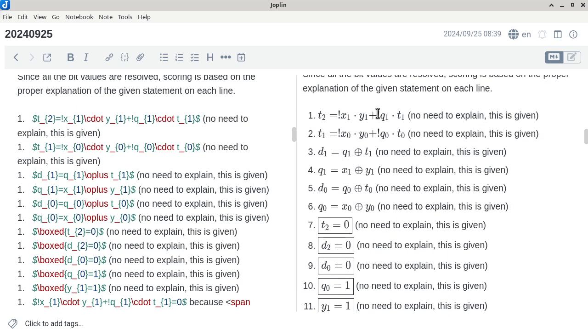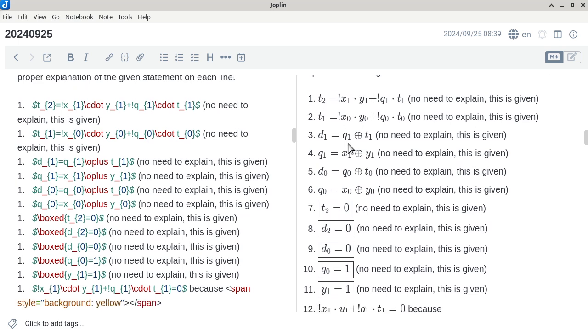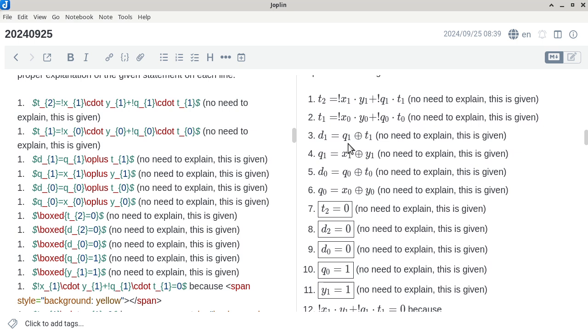Once again, you can focus on the right-hand side of the screen, and I'll be using the left-hand side to type my answers. From point one all the way to 11, these are given to you. In other words, from 1 to 6, those are the actual relationships between the individual binary digits in a binary subtraction. And then lines 7 to 11 are the given bits. We have to figure out basically all the rest, okay? Basically everything of X, Y, and D and Q, all the way from bit 0 to bit 2. All right, so are there any questions about what you're being asked to do?